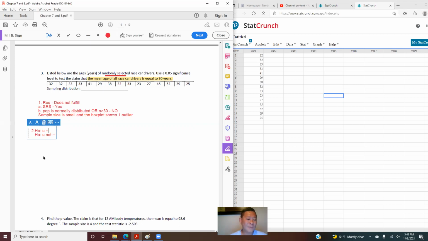Since your claim statement says the mean equals 30 years, that will be 30 years old. Your alternative is not equal to 30 years. And the sampling distribution will be t in this case. That will be your third step here.